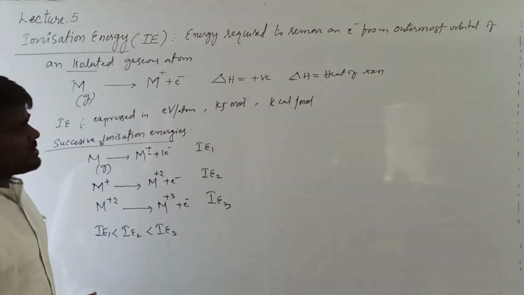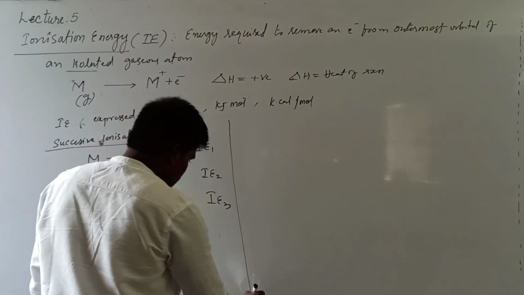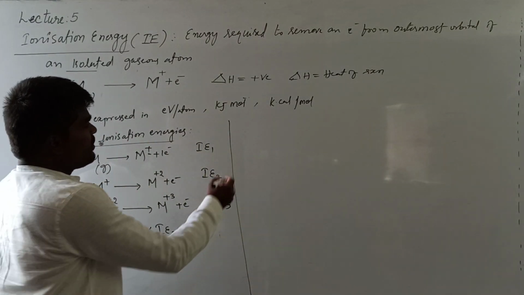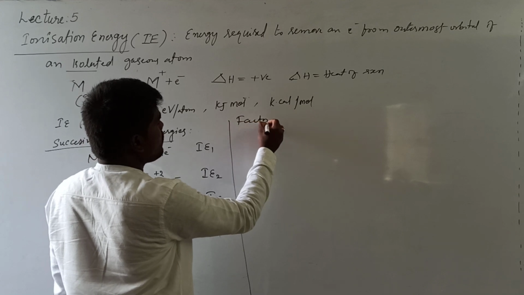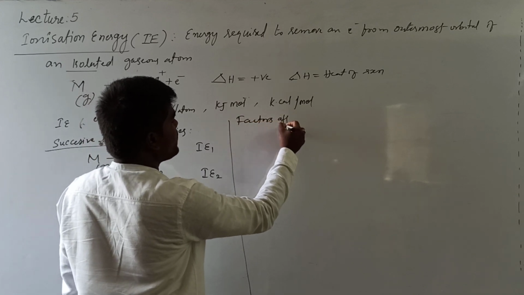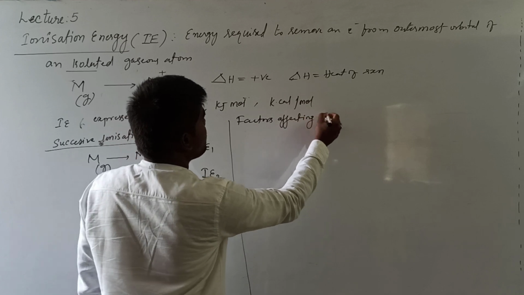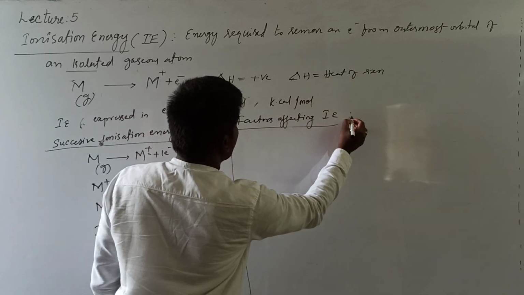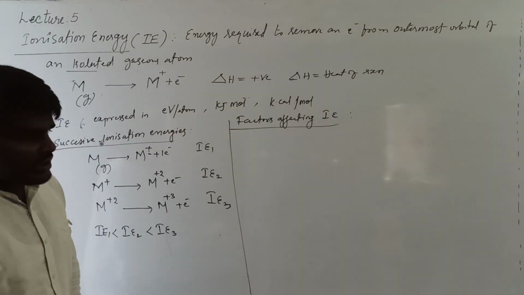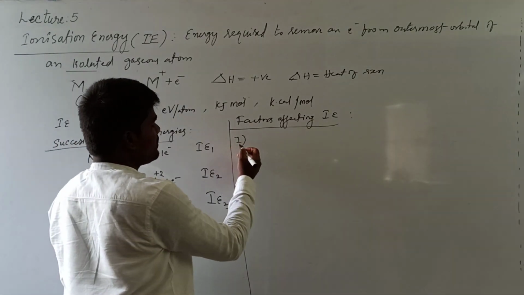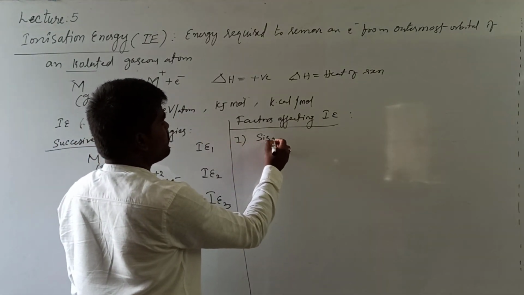Now, this is about the successive ionization energy. Now, if you are talking about the factors affecting ionization energy, let's see what are the factors that can affect the ionization energy. The first factor we can say is the size of the atom.